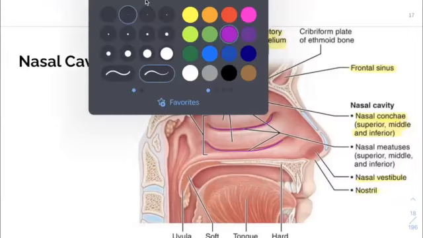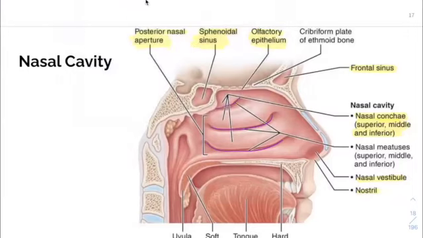You see all these little holes here in that ethmoid bone. This is where the olfactory nerve comes out. It comes down here and puts little projections into the nasal area, that nasal cavity, and detects smells. And then it sends that information to your brain to tell you what it is.